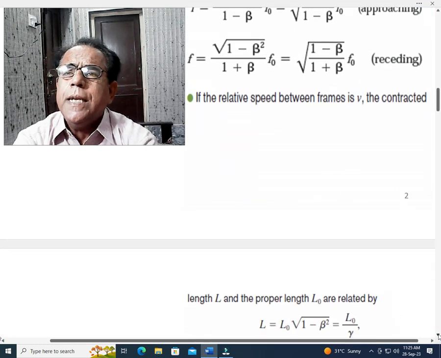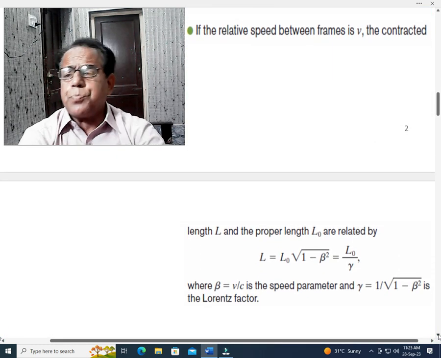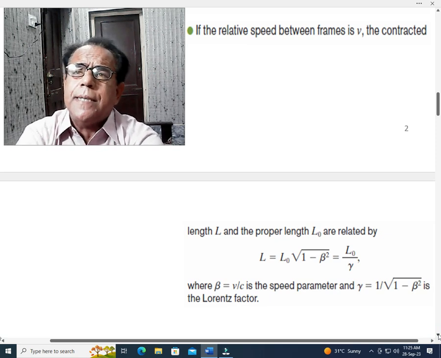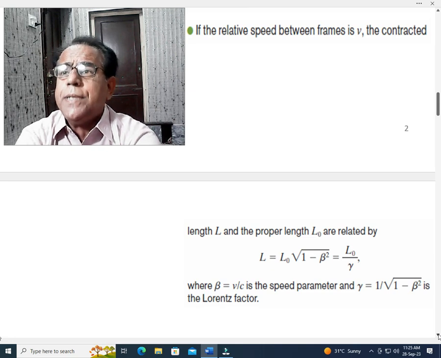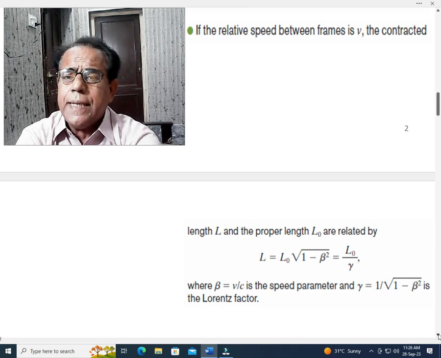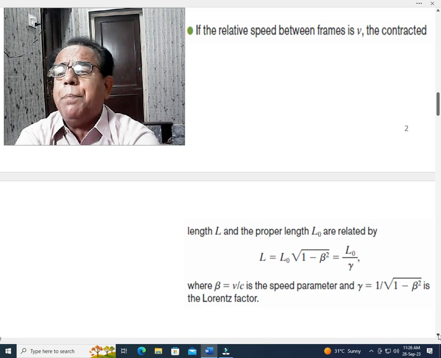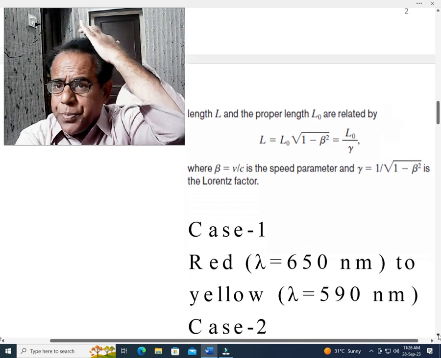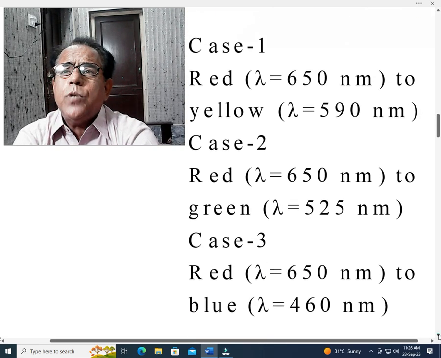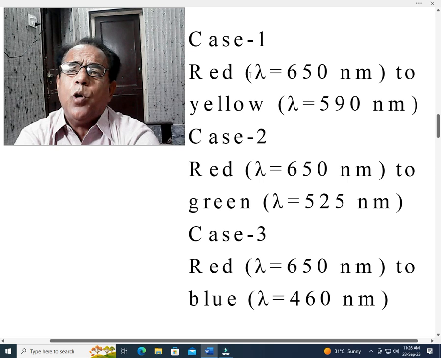Now next, speed parameter has been described. If the relative speed between frames is v, the contracted length L and the proper length L naught are related by L equal to L naught under root 1 minus beta square, equal to L naught over gamma, where beta is equal to v over c is the speed parameter and gamma is equal to 1 over under root 1 minus beta square is the Lorentz factor. Now dear students, we have split this problem in three cases.